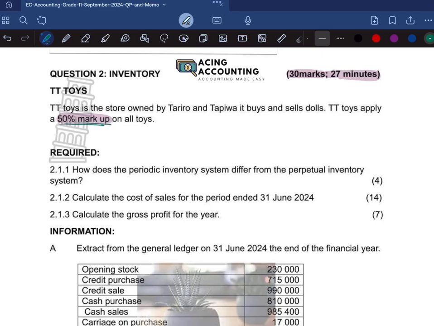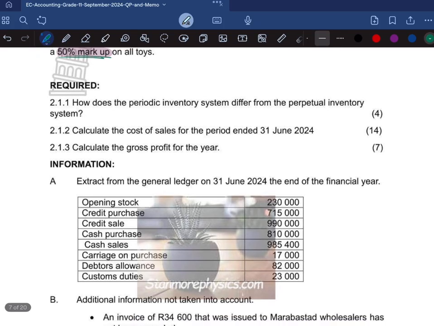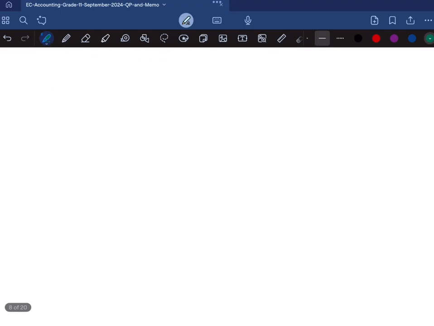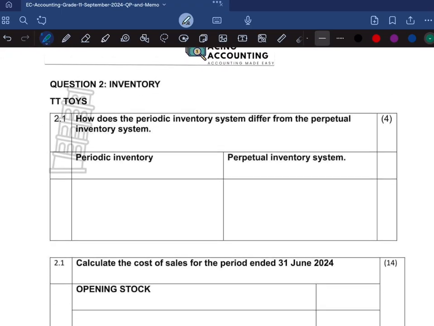In this case, we're given 50% on our markup, and then we are required to determine how the periodic inventory system differs from the perpetual inventory system. It's 4 marks. Usually when things are 4 marks, you have to give two each. So we're going to give two reasons for the periodic inventory system and two for the perpetual inventory system, just to be on the safe side, because you never know. Sometimes it might be 2 marks for one item, but sometimes it might be 1 mark for each item that you list. So we're just going to go straight forward and answer this question.